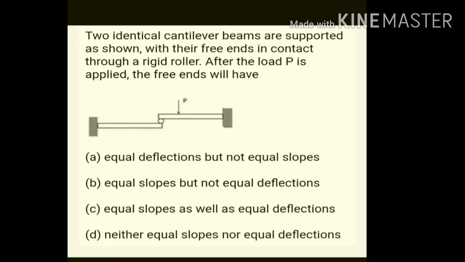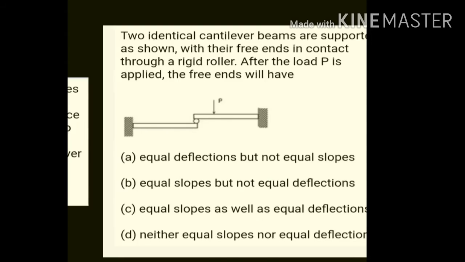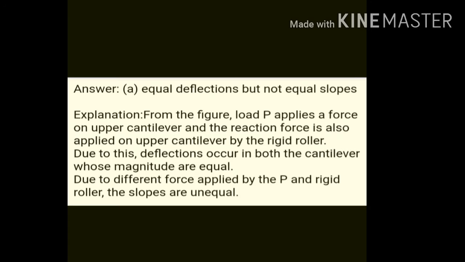So options are given: A, equal deflection but not equal slopes. B, equal slopes but not equal deflections. C, equal slopes as well as equal deflections. D, neither equal slope nor equal deflection. Here this is fixed with the roller. You have to understand the slope and deflection, as the load is applied as shown in the figure. So the answer is A, equal deflections but not equal slopes.